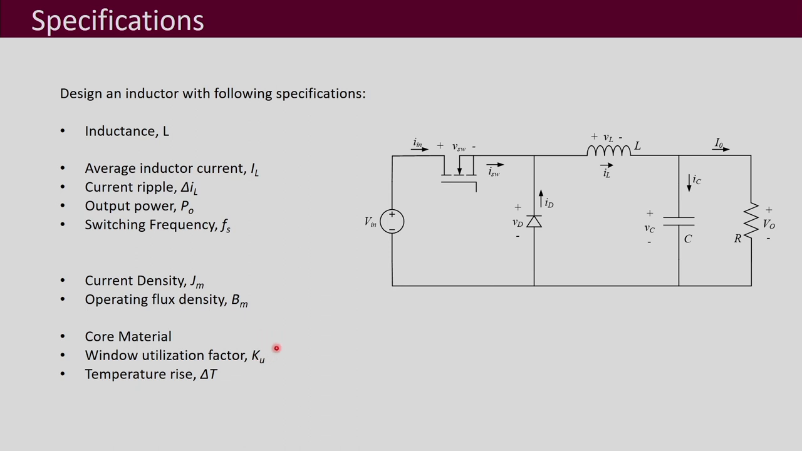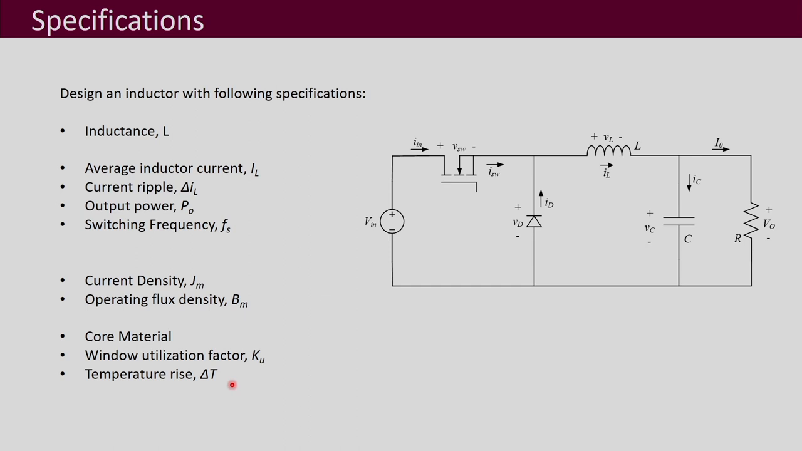Further, your window utilization factor KU is another important term whose value has to be assumed. Usually this KU is taken between 0.4 to 0.5, sometimes 0.4, sometimes 0.5, but these are the usual values chosen for the design of inductors.